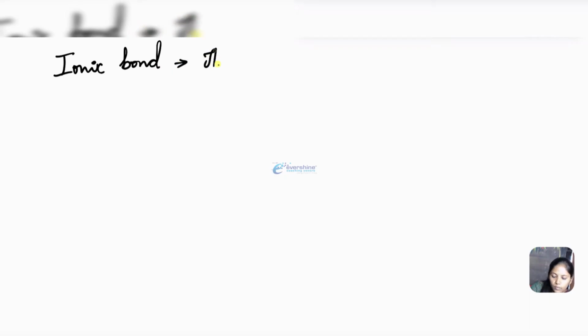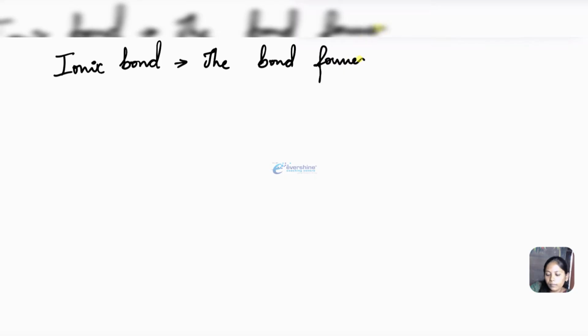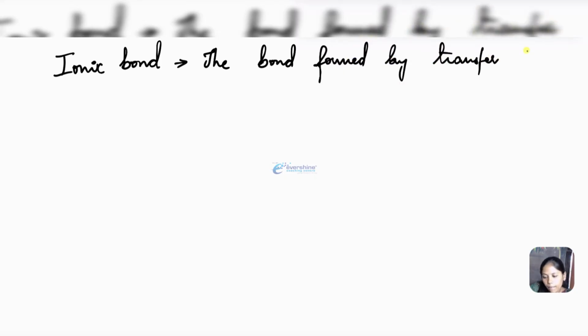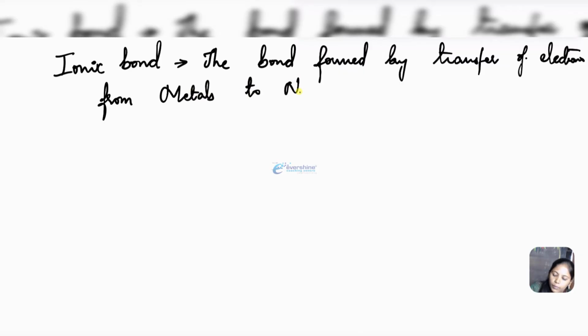They'll ask, what will you write? What is an ionic bond? The bond formed by transfer of electrons from metals to non-metals. So very important, they'll ask what is an ionic compound and what is an ionic bond.